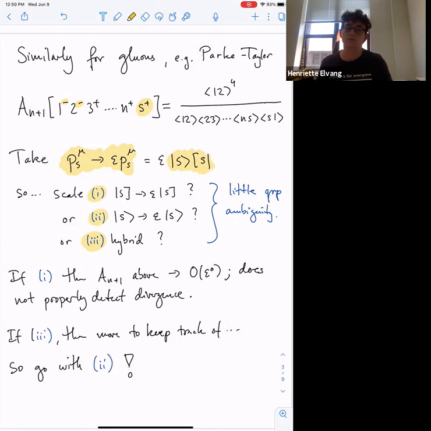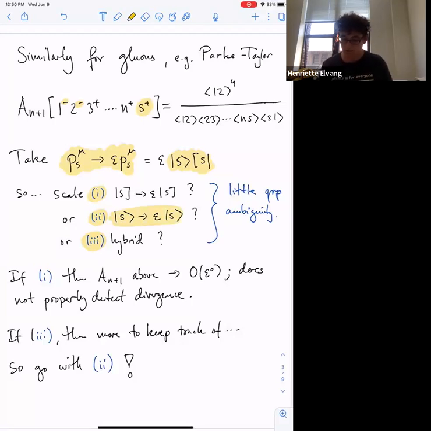What this comes down to is a little group ambiguity, because we know little group scaling scales the angle and the square of a particle oppositely. And so these different choices are equivalent by a little group scaling. But it turns out that there's one choice that is more convenient than the other ones. And that's choice number 2. So this is what we'll do. And the reason is this.